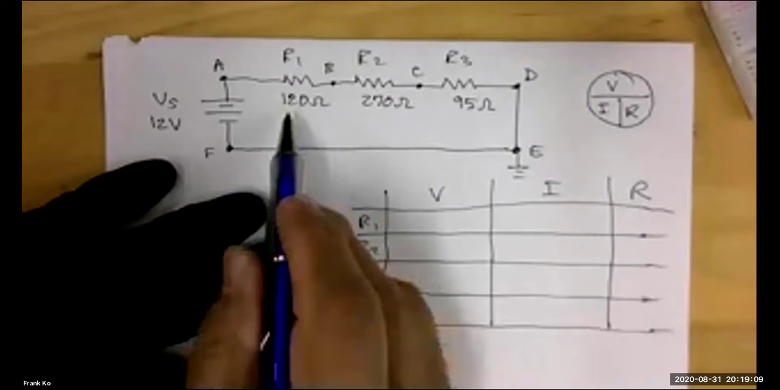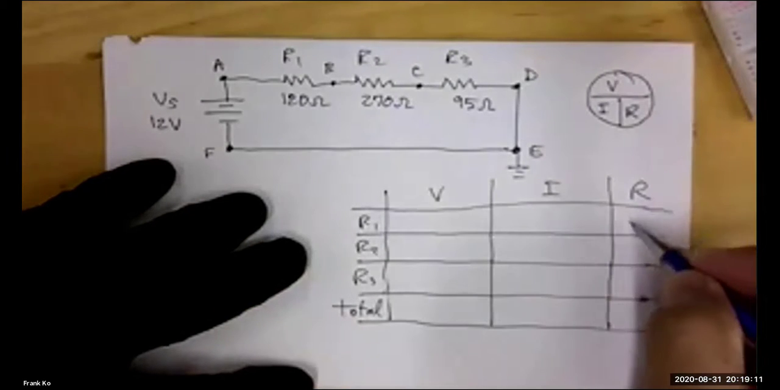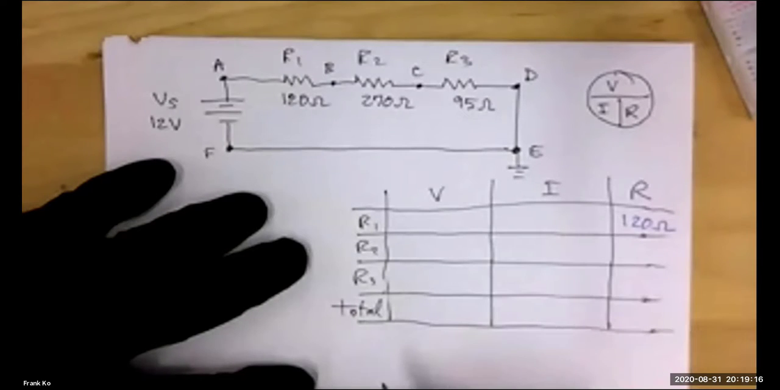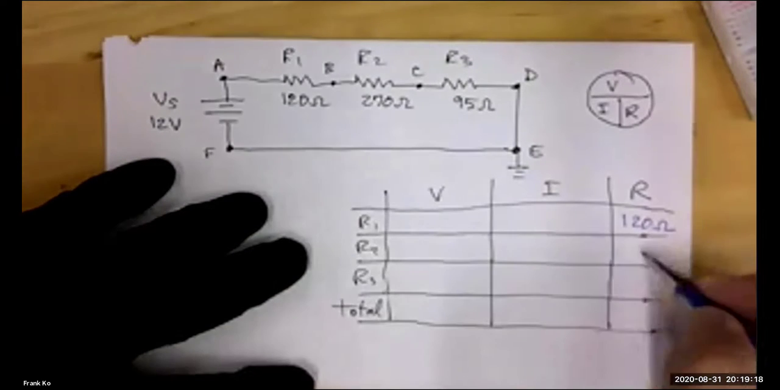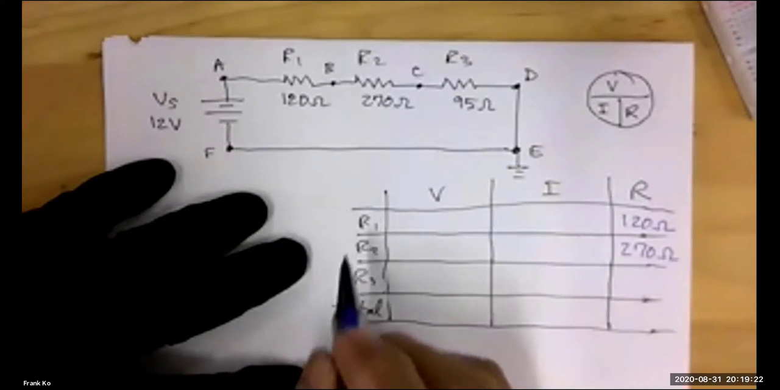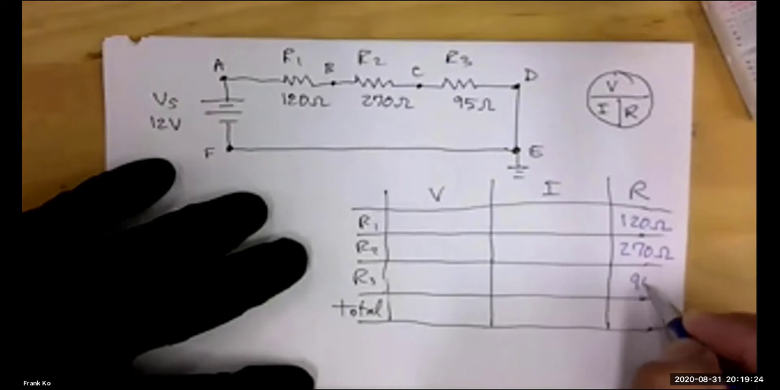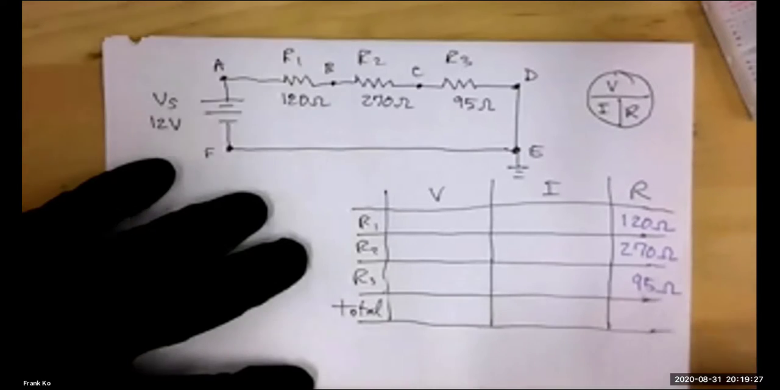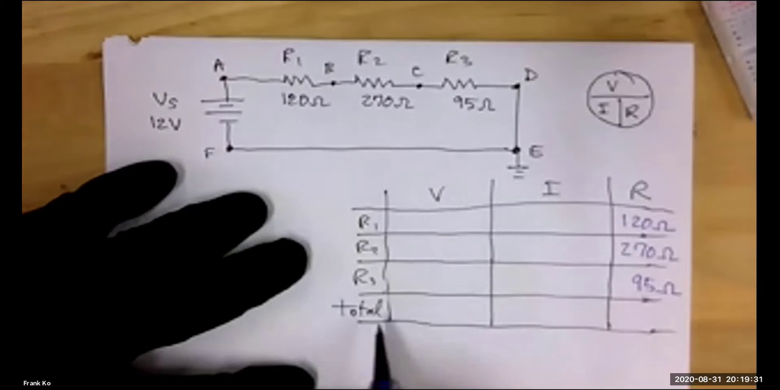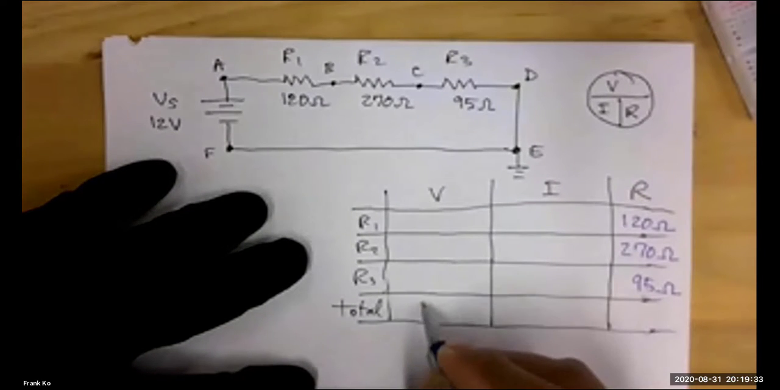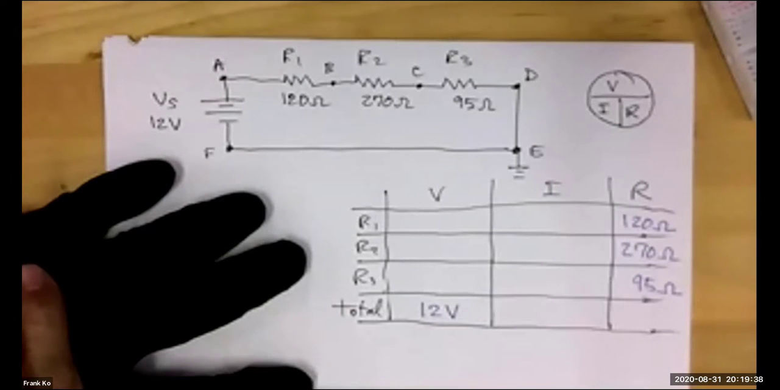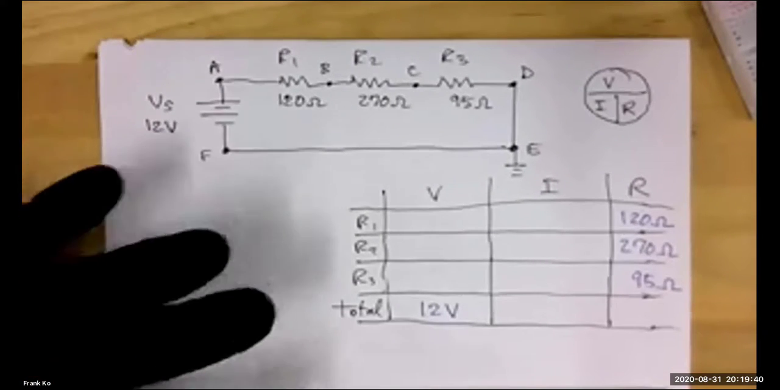So our given value is 120 ohms for the first resistor, so 120 ohms goes here. We are also given 270 ohms that will go here. We are given 95 ohms that will go here. And we're given total voltage of 12 volts, which will be in the voltage column, but on the last row. So 12 volts. Is everybody clear on how we begin the exercise? So far, so good?